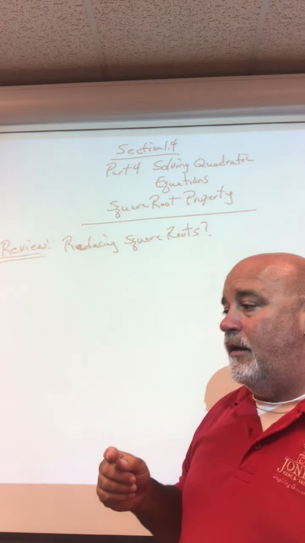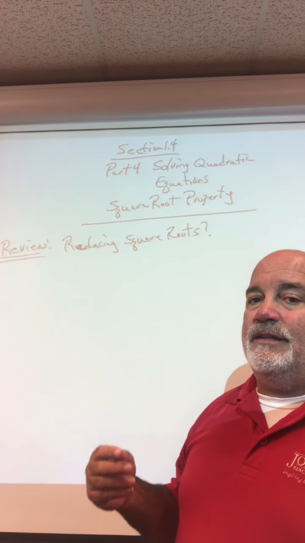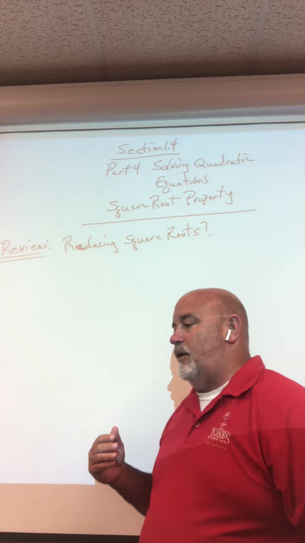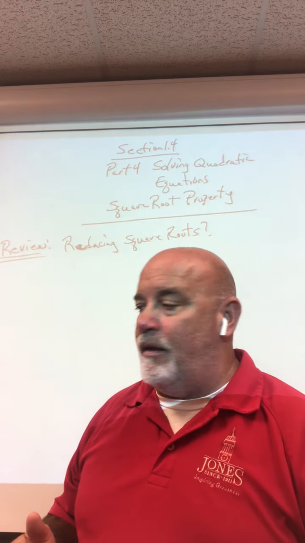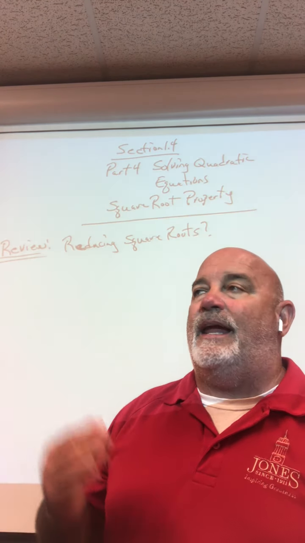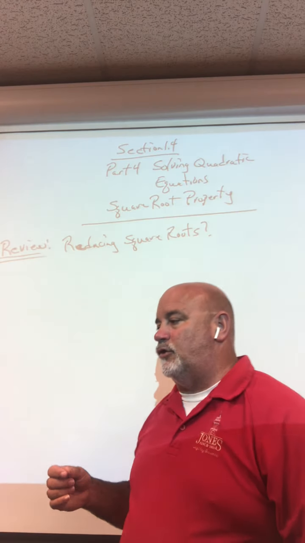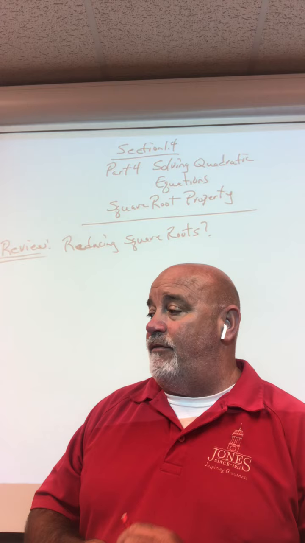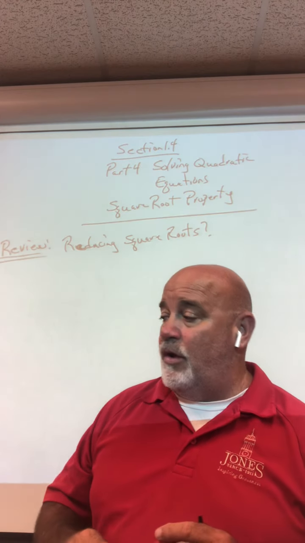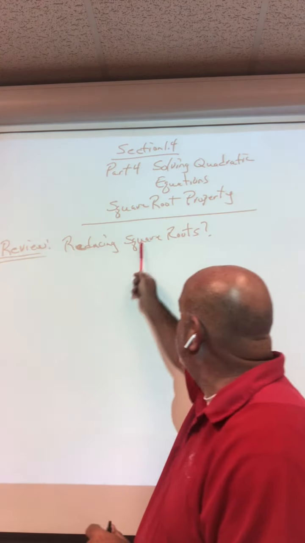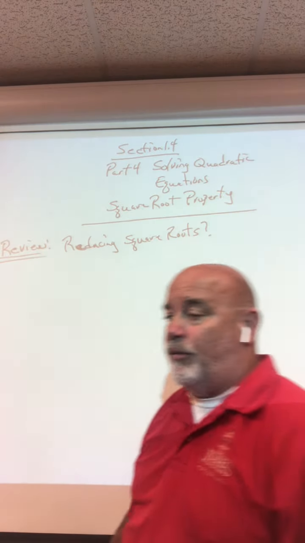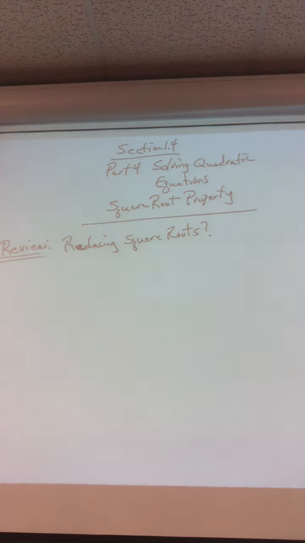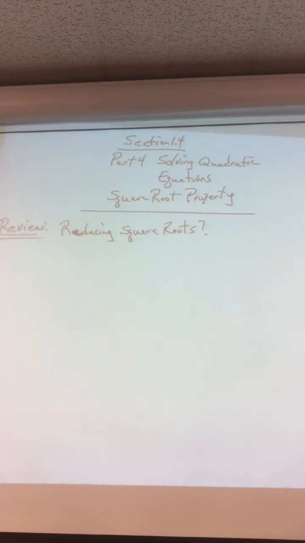We've covered one. The second method is going to involve what's called the square root property. But before I do that, I need to remind you of something from algebra. In case you have forgotten how to do this, I need to give you a quick crash course on how we reduce square roots. So let me quickly go back over that with you for just a minute, and then we'll move on.